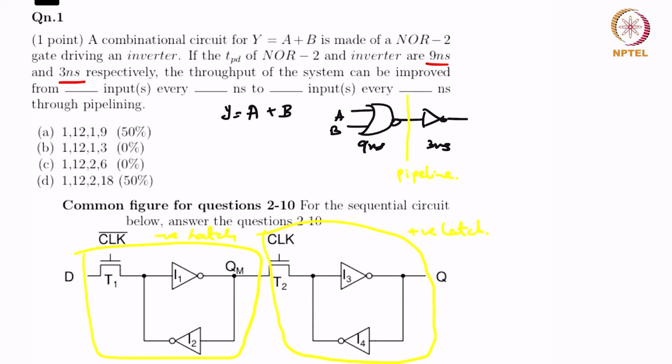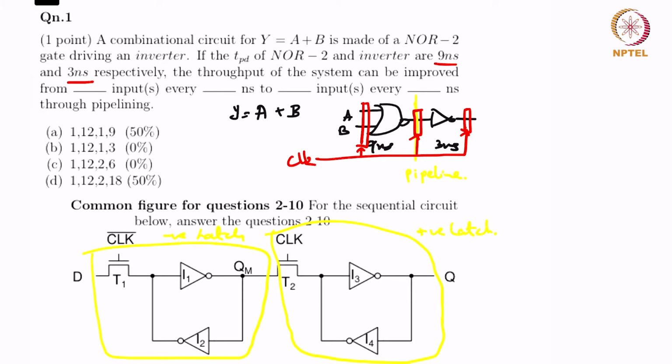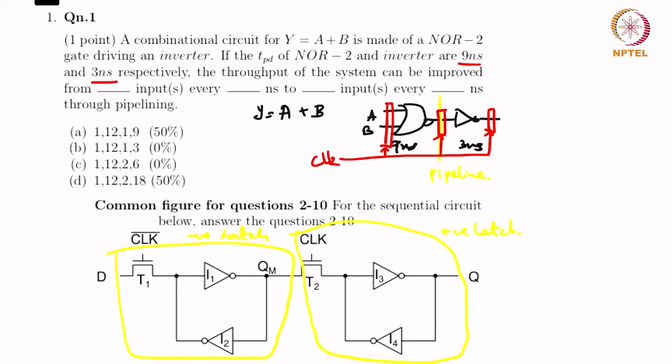So the circuit has a NOR2 gate followed by an inverter. Now let's say we pipeline it in the middle here. So how will the circuit look right after pipelining? You will have a flop here, a flop here, a flop here, all of these connected using a single clock, right? So what can you say? You can pipeline it with a clock period of 9 nanoseconds, right?